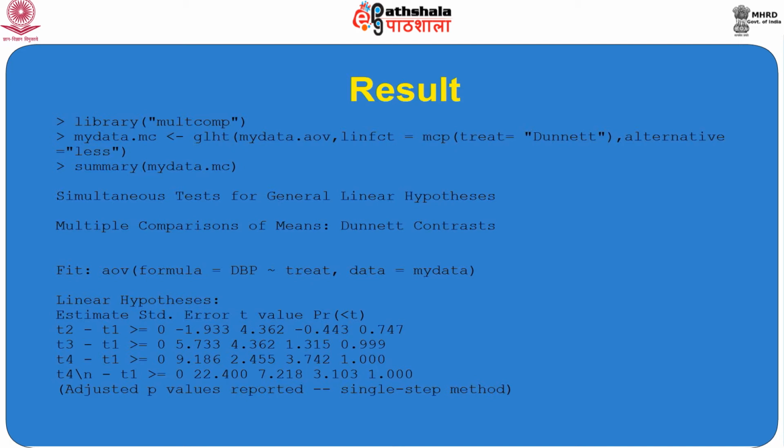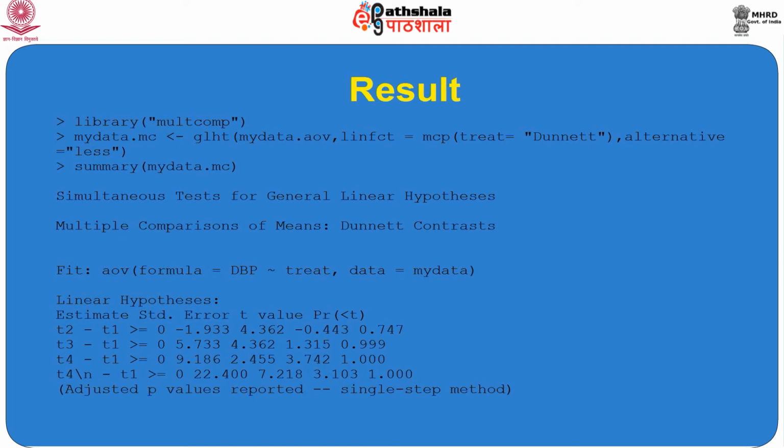The result part shows the simultaneous test for general linear hypotheses. Multiple comparison of means has been done by the Dunnett contrast, and we did it with treat with AOV, that is DBP with treatment. The estimate of the regression coefficient between treatment 2 and treatment 1 comes as minus 1.933 with standard error 4.36 and t value minus 0.443 with p value 0.747.